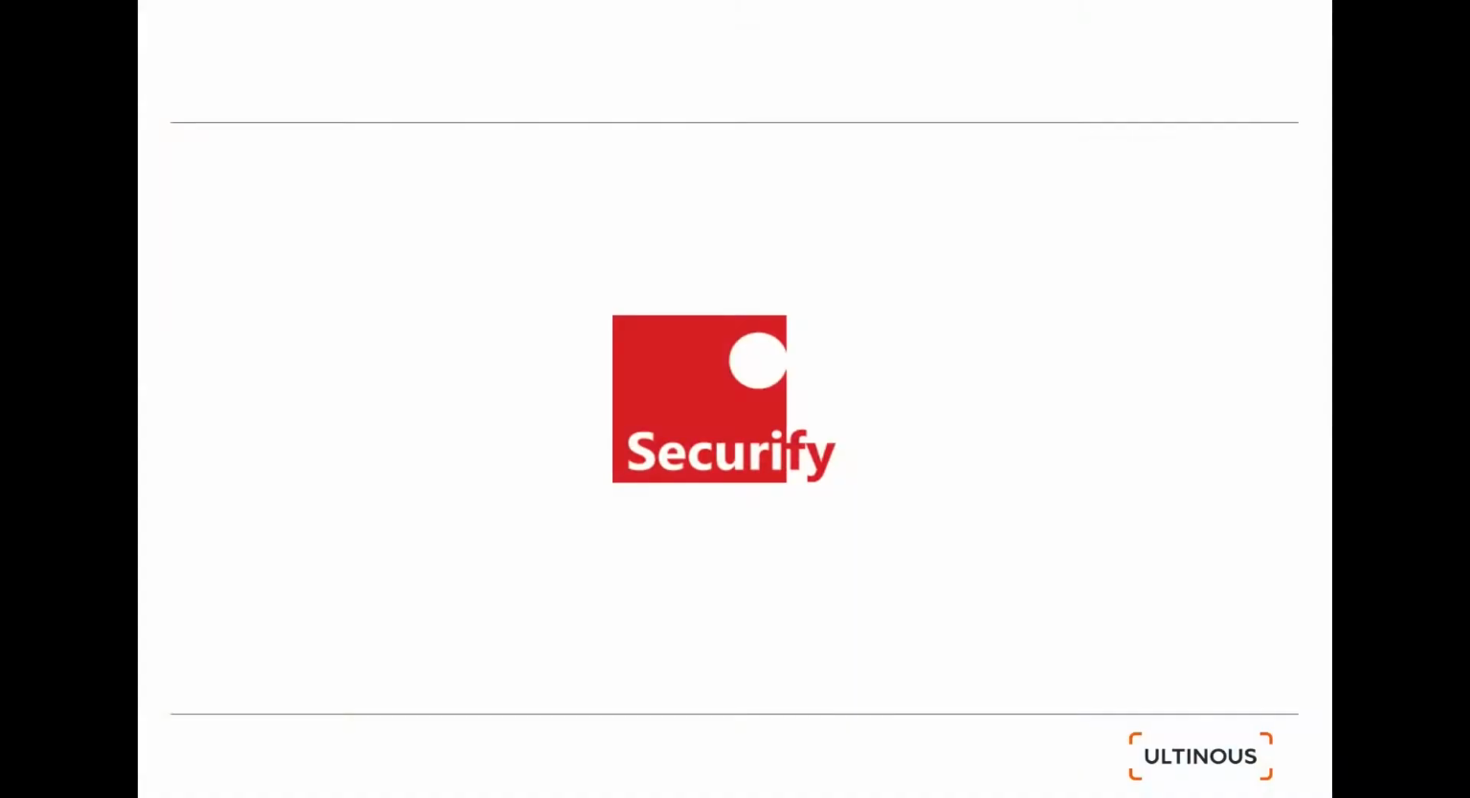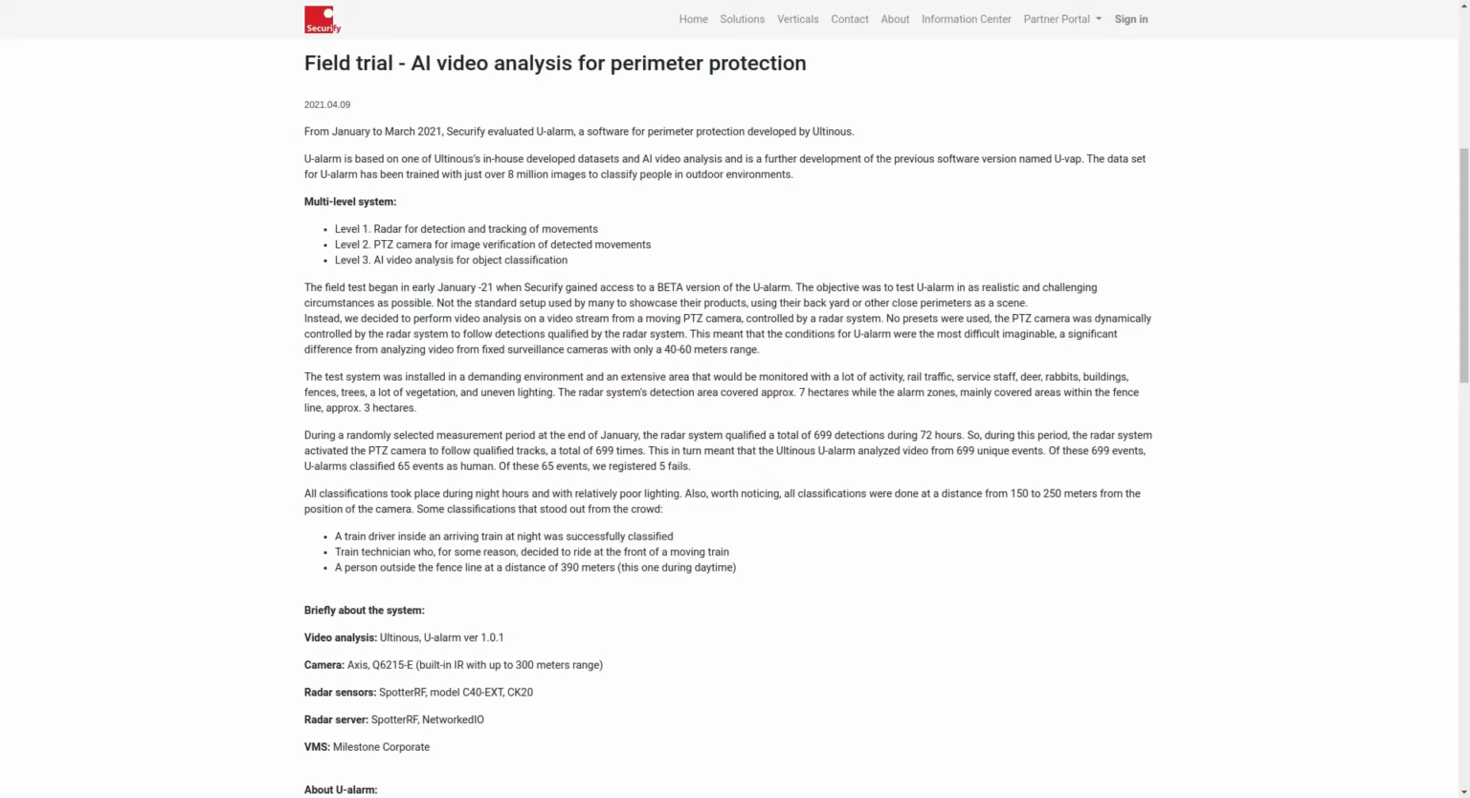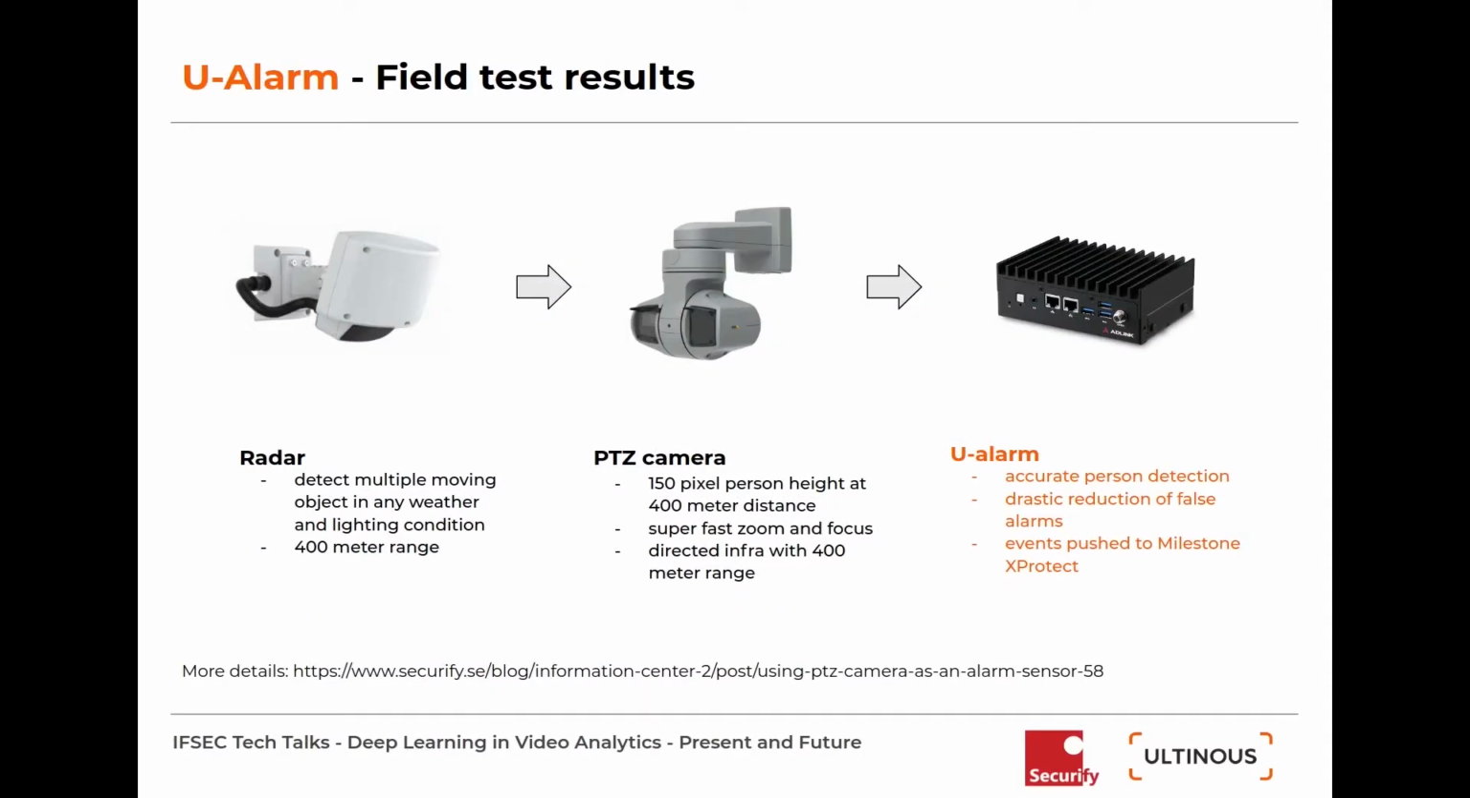Our partner Securify in Sweden has done an extensive field testing using a combination of radar, PTZ camera and UAlarm. This one system can cover a 400-meter radius circle and detect persons with high accuracy at day and night. How it works? The radar picks up any moving object, by itself reporting over 100 false alarms a day. This is unacceptable, but adding a PTZ camera and UAlarm, this can be decreased to virtually zero.